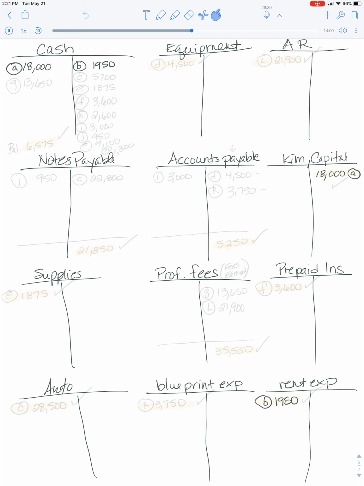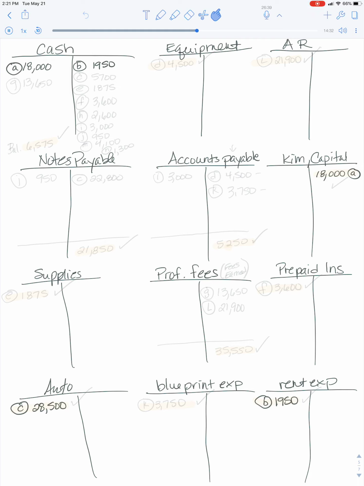C, we purchased an automobile for $28,500. $5,700 of it was with cash, and the rest was with a note. So the debit part of that, C, is that we bought an asset we're going to call auto. So that's our asset. When assets increase, we debit those. And then we use some cash, so cash went down. And then we also have a note for the remaining balance.